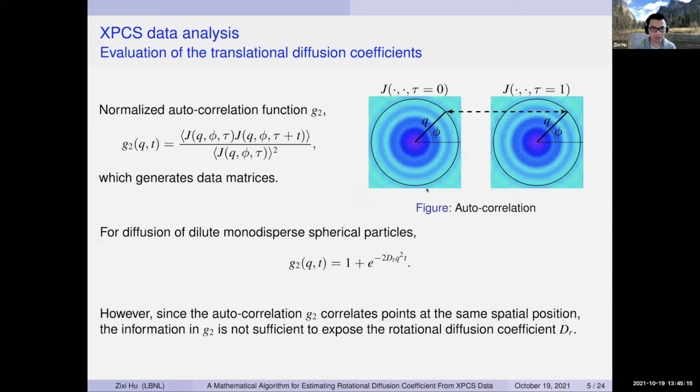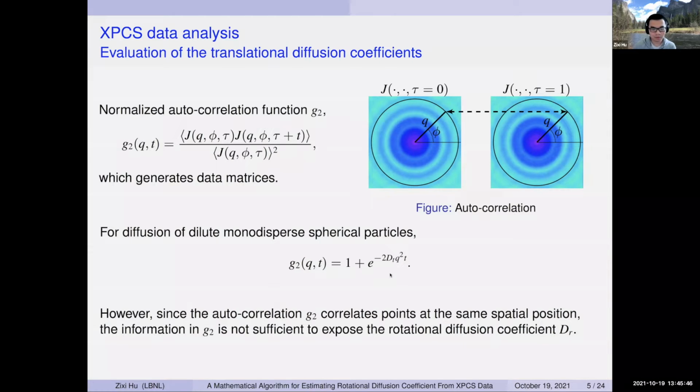Then to evaluate the translation diffusion coefficient Dt, we need the following conclusion. For diffusion of dilute monodispersed spherical particles, we have this result: G2(Q,t) equals 1 plus this exponential, e to the negative 2 times Dt, the translation diffusion coefficient, times q squared times t. So once G2 is evaluated at different q and t, you can fit those evaluated values of G2 to this exponential function and then optimize for the translation diffusion coefficient.